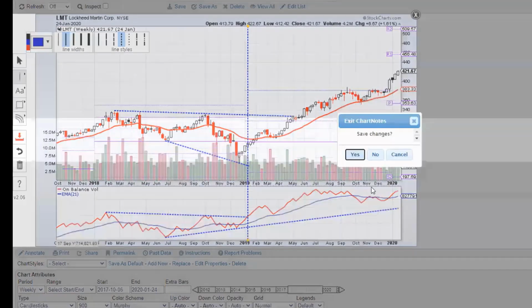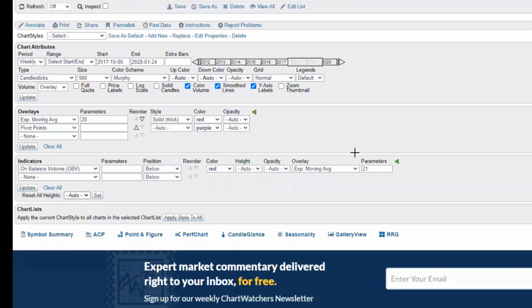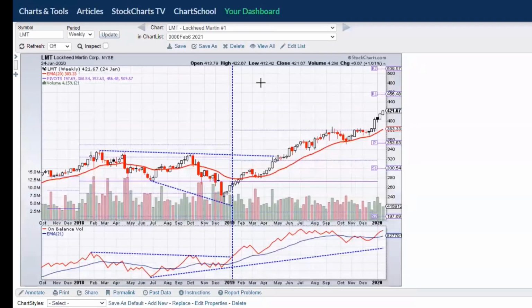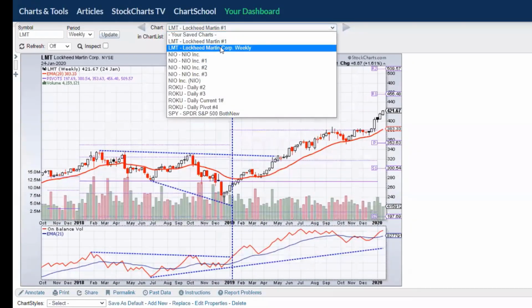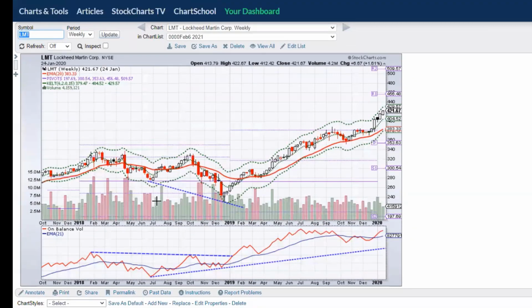So let's save these for a second, I guess. And then I think I have this in the other ones. Let's see, this one. Yeah. So you can add the Keltner channels here to that. You can see at that low, it was right near the lower band. So near the lower band, high risk sell, low risk buy.